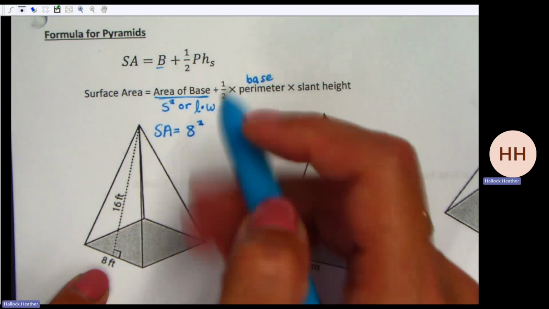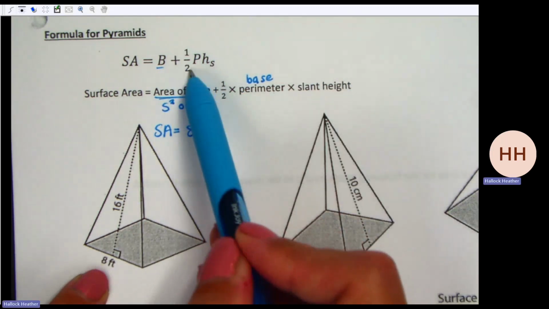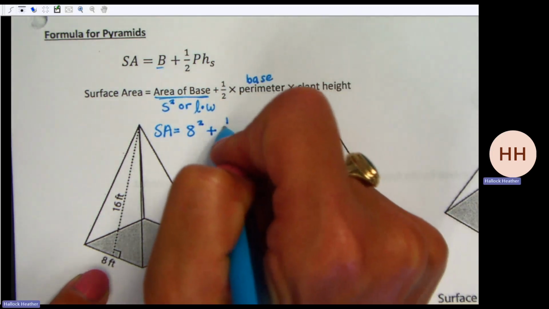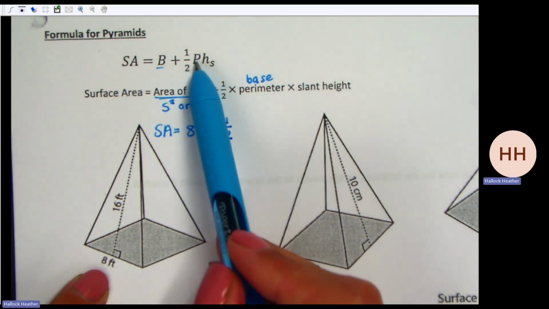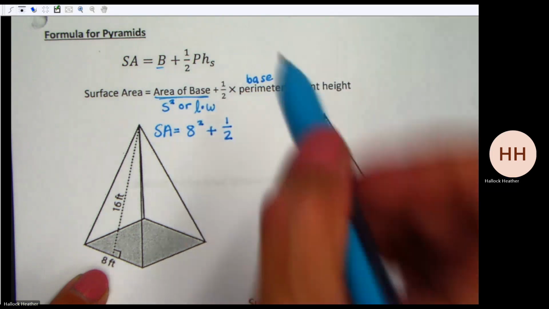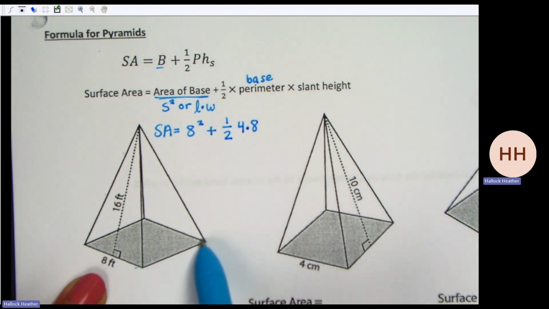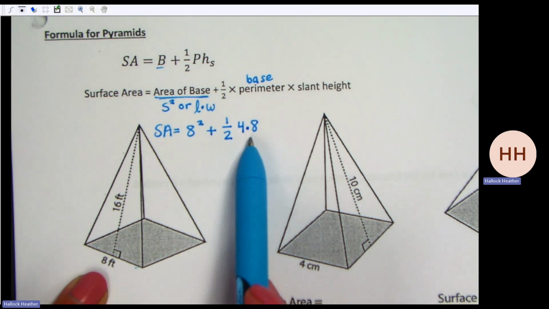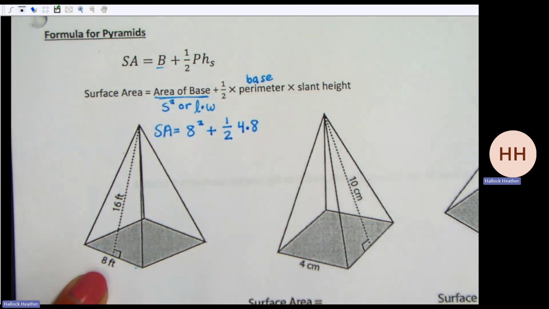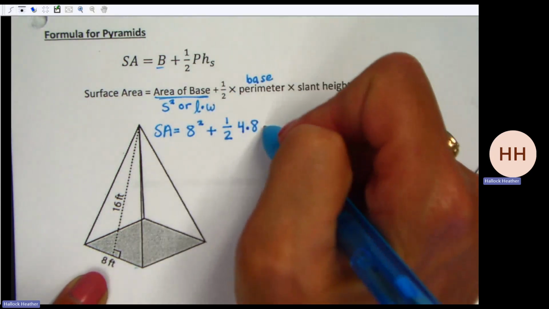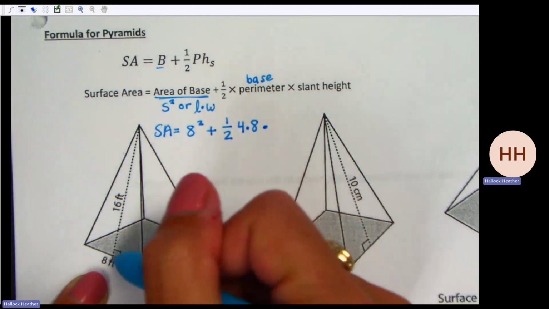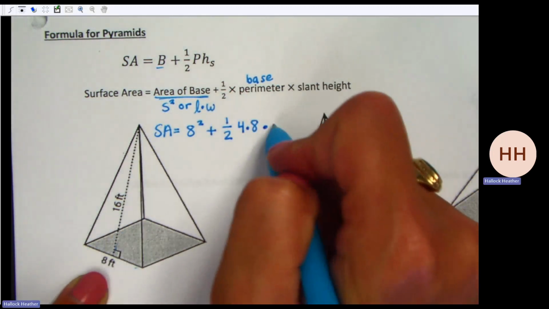I'm going to bring down my plus sign and bring down my 1/2 because that's in the formula. Perimeter, there is 4 sides, 4 times 8, because it would be 8 plus 8 plus 8 plus 8. If you want to skip that step and you literally just put the perimeter, 8 plus 8 plus 8 plus 8, which is 8 times 4, and just put 32, that's fine. For the sake of me showing the class, I'm going to show every single step, okay? So you guys can combine steps. So the perimeter multiplied by the slant height. What's my slant height? 16. So it's slant height because it's on the side.